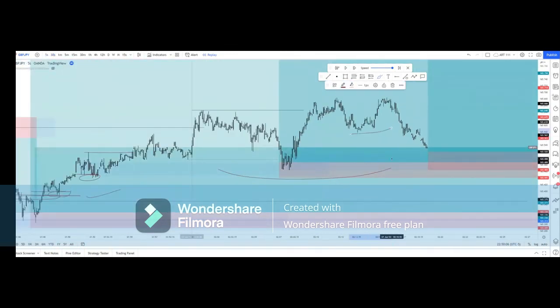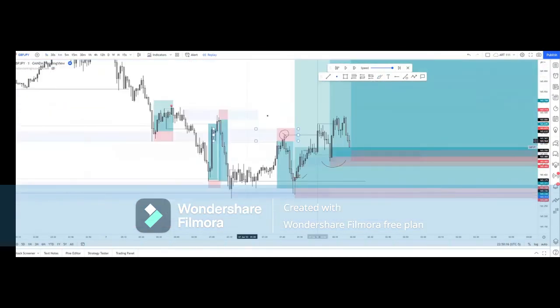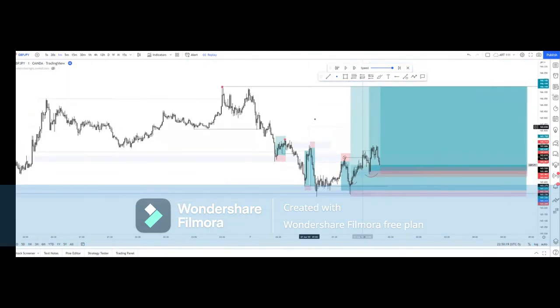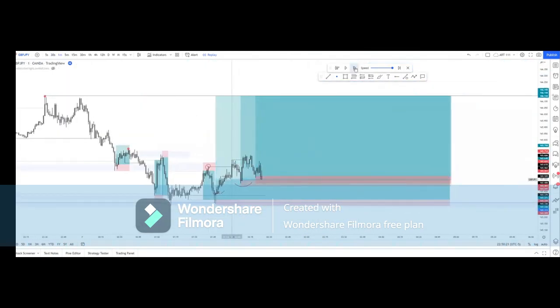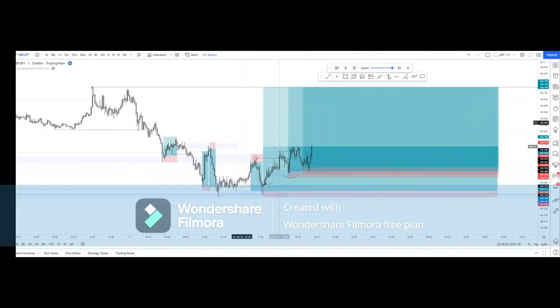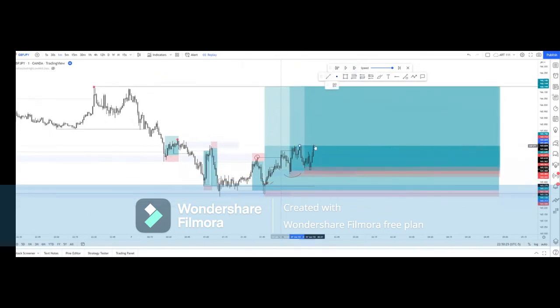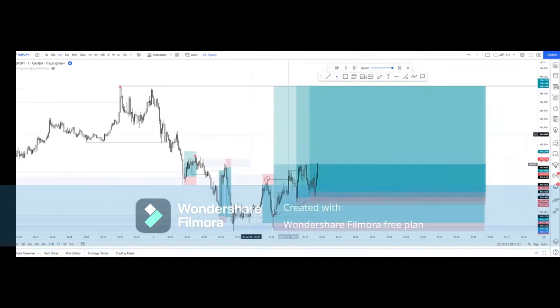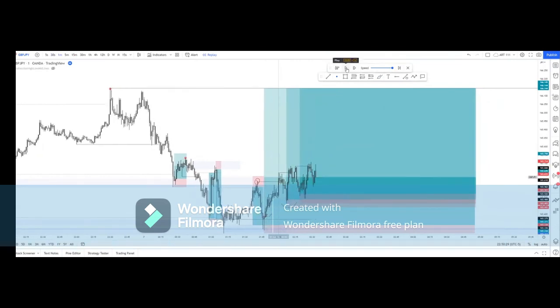Yeah, right there, equal lows. Lines up with this. It's a break, okay. I'm gonna take this one. All right, so let's break this. I'm gonna go break even already. All right, we broke.